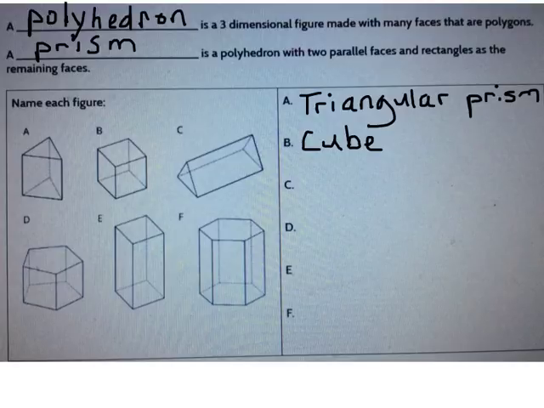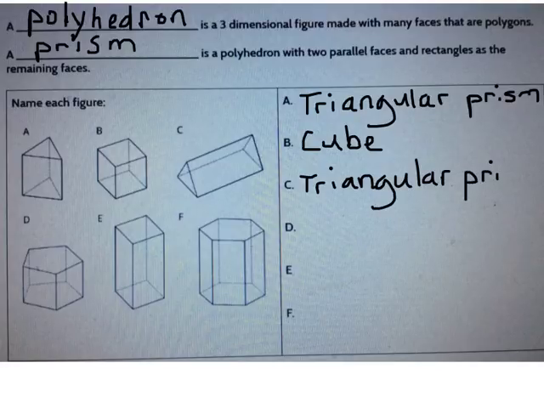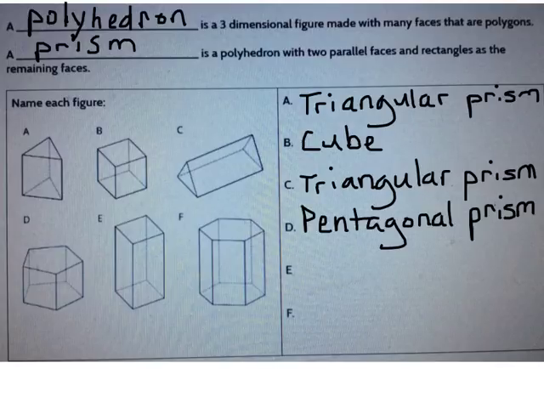C is also a triangular prism. The two bases are triangles, and the rest of the faces are rectangles. What do you think is the name of shape D? Shape D is a pentagonal prism. It has two pentagons as faces, and the rest of the faces are rectangles.